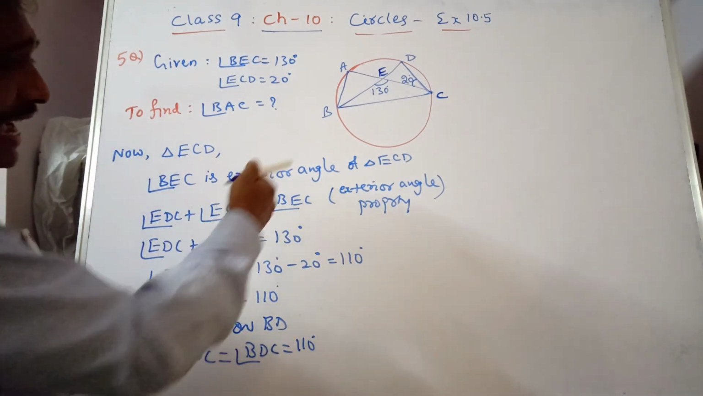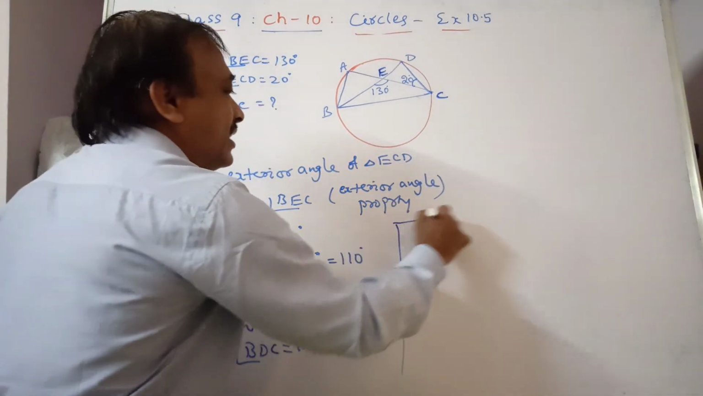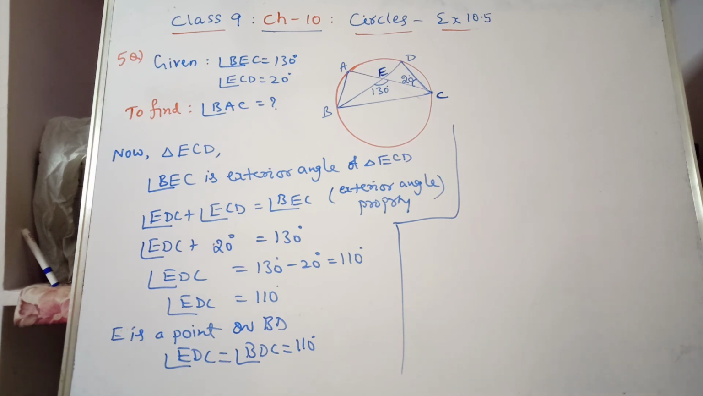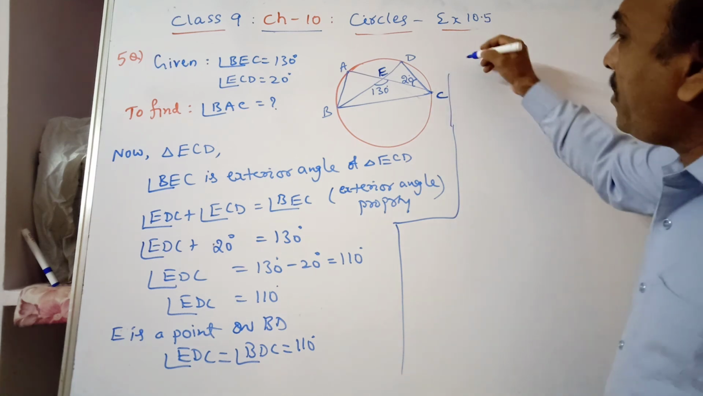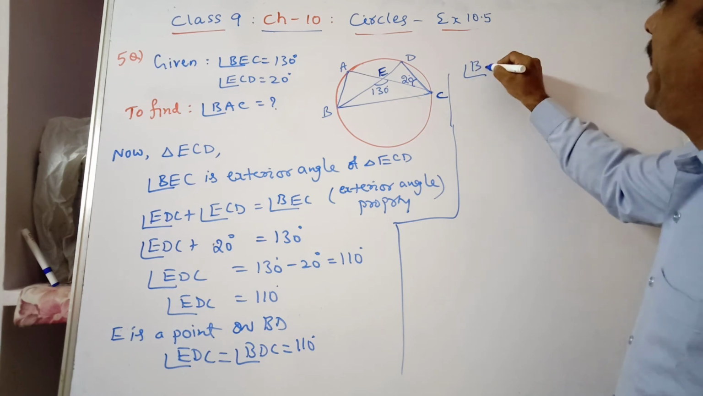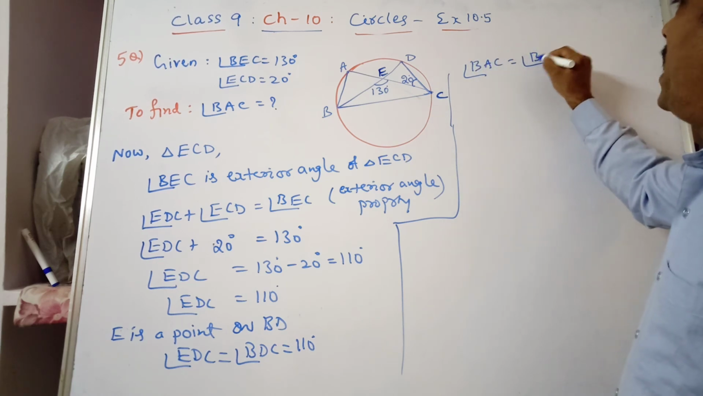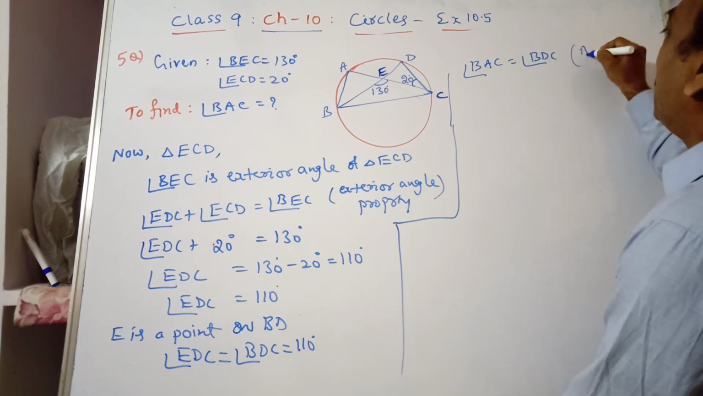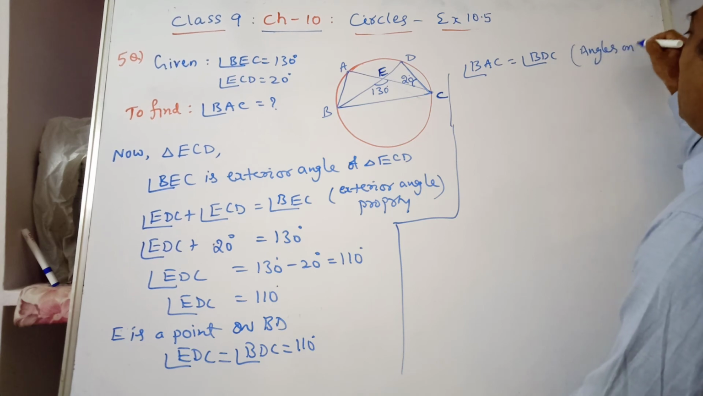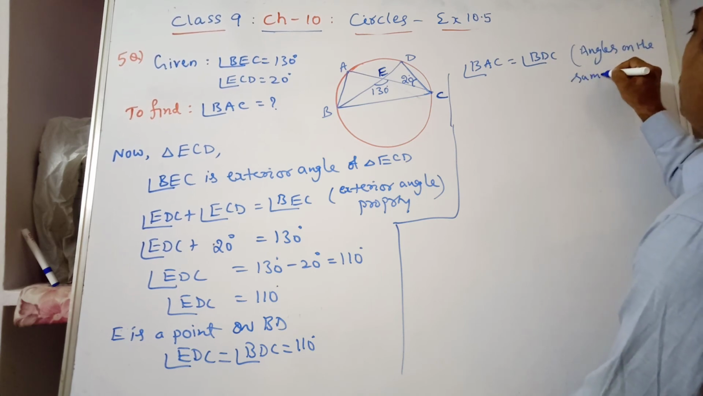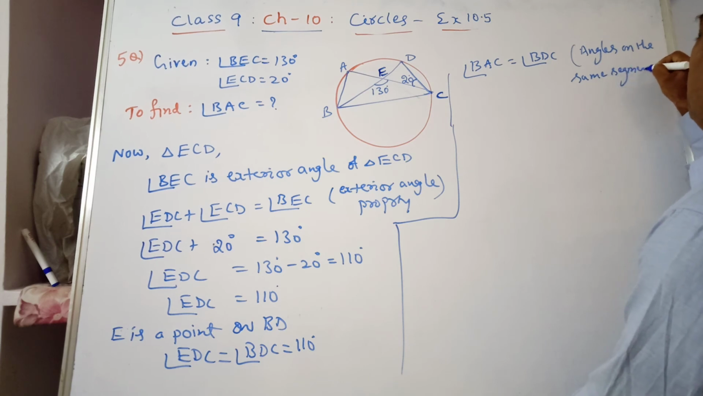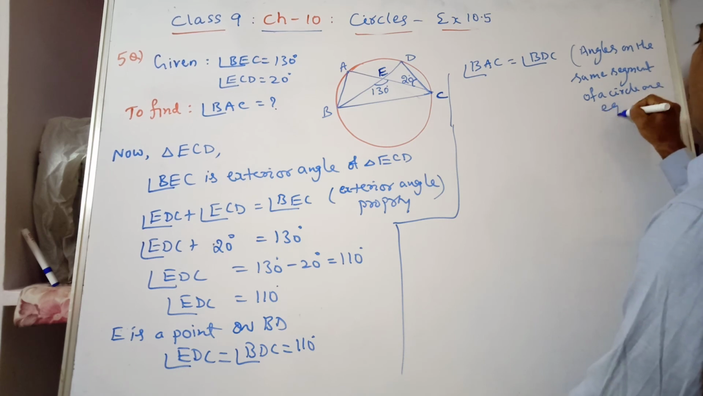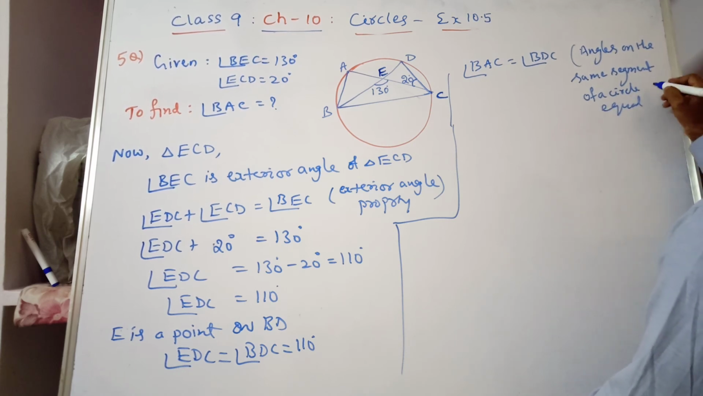Now, angles on the same segment of a circle. What are the two angles on the same segment of a circle? One is BDC and the other is BAC. Observe it. Angle BAC is equal to angle BDC. Reason: angles on the same segment of a circle are equal.